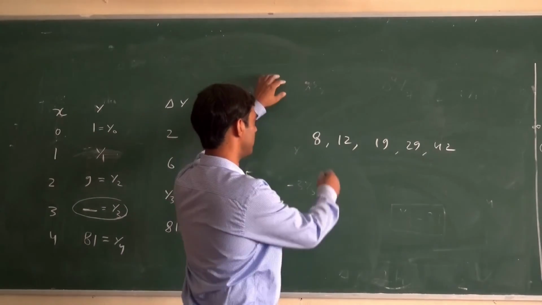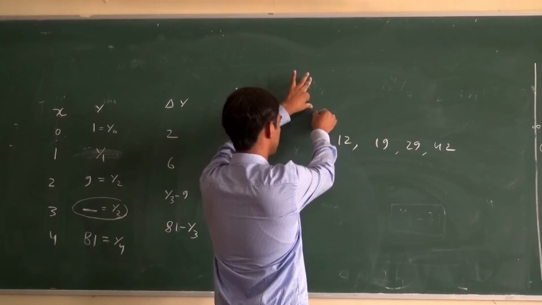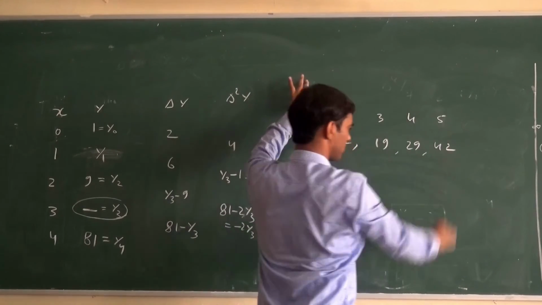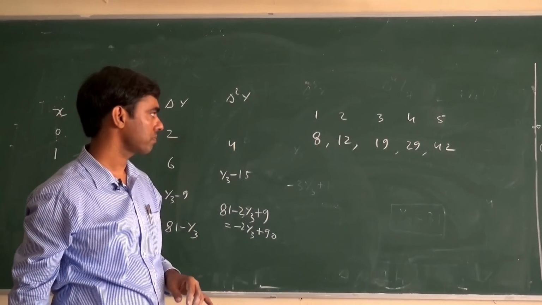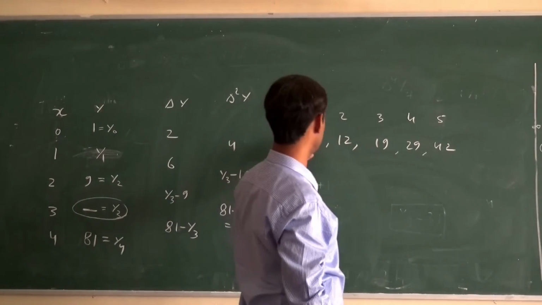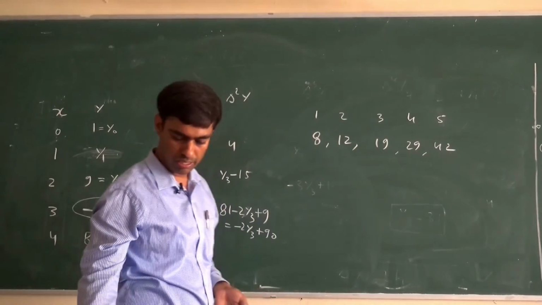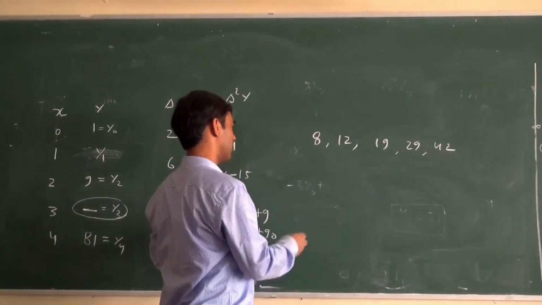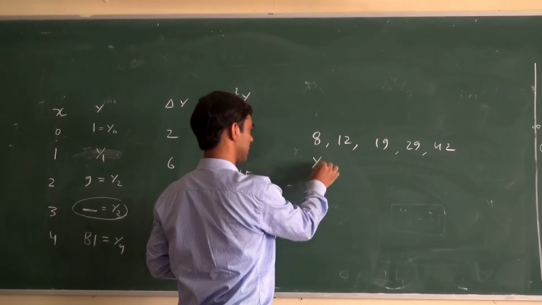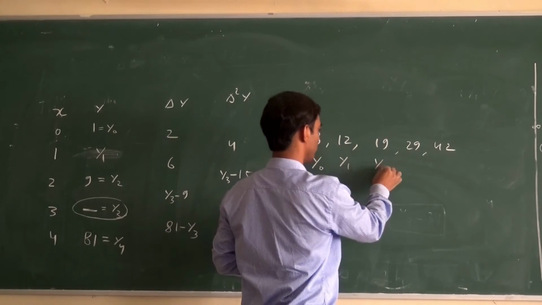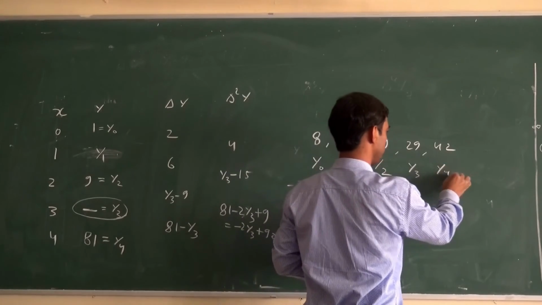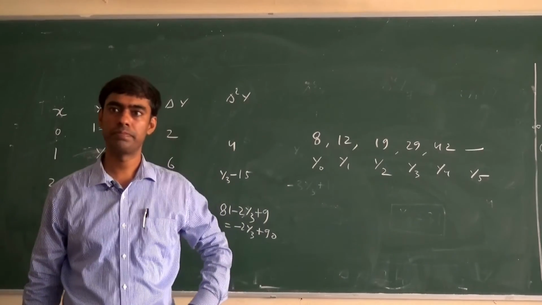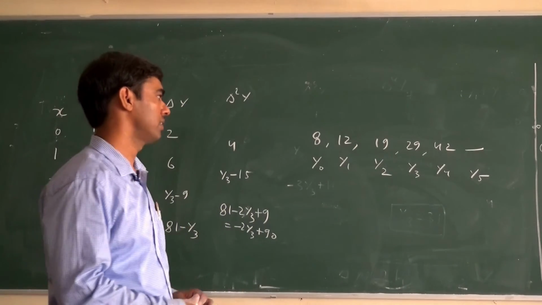Obviously, if this sequence is given, this one corresponds to 1, this one corresponds to 2, this one corresponds to 3, this one corresponds to 4, this one corresponds to 5. So the next term is what we need to find. If we start from y0, y1, y2, y3, y4, y5, because our standard notation is x0, x1, x2, x3, so this one is y0, this one is y1, this one is y2, this one is y3, this one is y4. So the next term is y5.